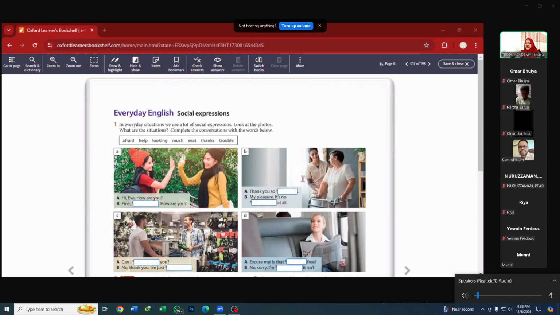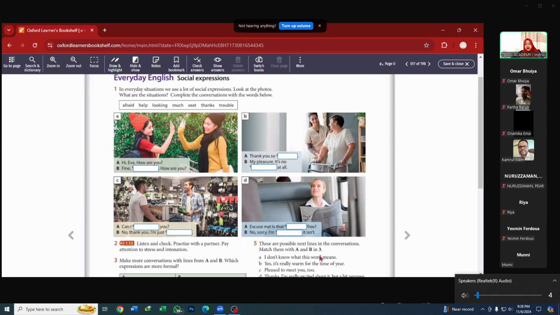So today's Everyday English is on social expressions. We will be learning how to make conversation in different social expressions, and we will practice those conversations in 4 different ways. Okay, so the first way that we'll be practicing it is by making conversation based on pictures. So we have pictures given here, and we have to use the right words to complete this conversation. So the first way of learning will be based on pictures using right words.